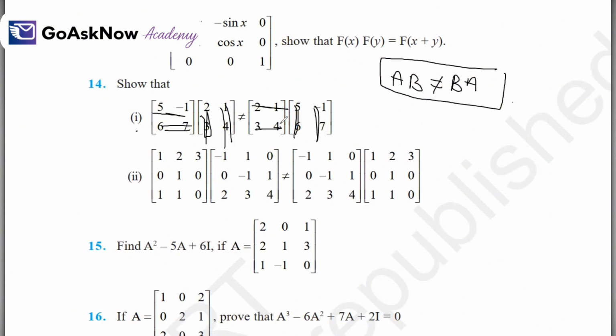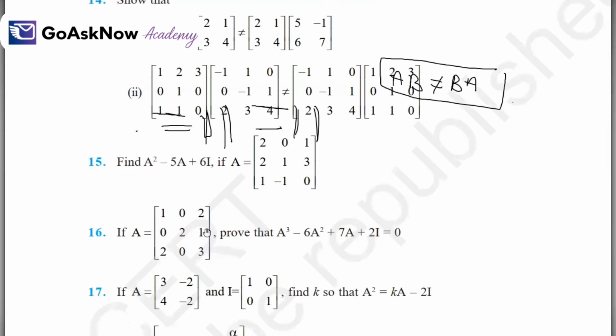Yes. So the second question is similar to the first one, that is 1, 2, 3. It is also like AB is not equal to BA. I hope that you can solve this question also. So let's move forward. Find A square minus 5A plus 6I if A is that. So here also you have to find A square matrix, then 5A, then 6I.